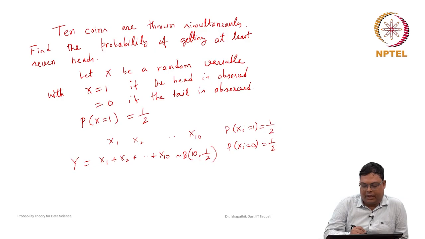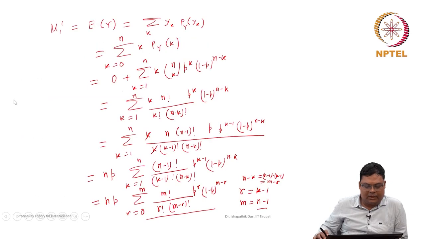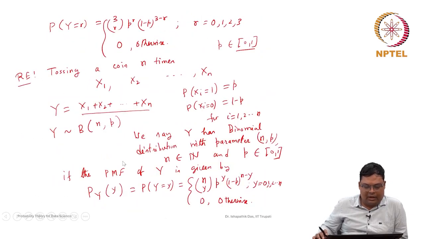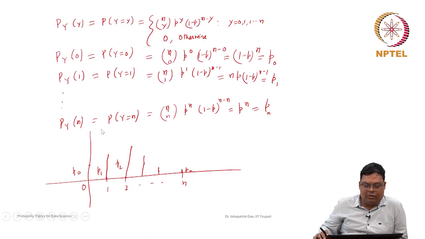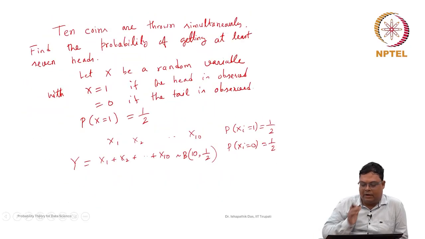You can go back to the previous slides where we started discussing Bernoulli distribution. We saw that y is x1 plus x2 up to xn, where x1, x2, up to xn are independent random variables, each having Bernoulli distribution with probability p. Here p is 1 by 2, and 1 minus p is 1 by 2 again. If you take the sum of n such variables, it will be binomial distribution with parameters n and p. Here, n and p are already known to us: n is equal to 10 and p is equal to 1 by 2.